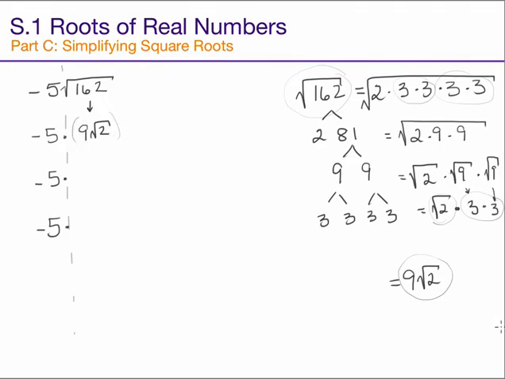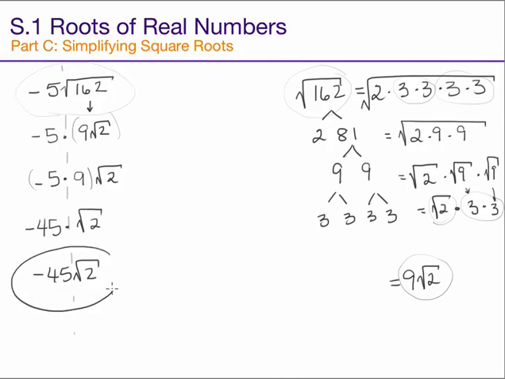Without writing the parentheses, because I simplified this as one big piece, it's as though I wrote -5 times the quantity 9 root 2. Now, using the associative property of multiplication, I can rewrite the problem this way. And then, doing this multiplication, I get -45 times the square root of 2, or just -45 root 2. -5 times the square root of 162 can be simplified as -45 times the square root of 2.